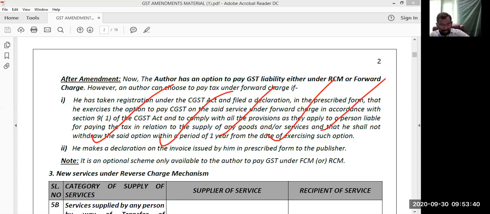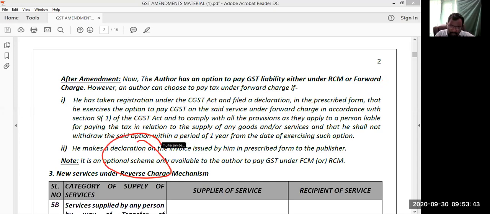Next. And as I said, it is an optional scheme only, available to the author to pay the tax under forward charge mechanism and reverse charge mechanism. Okay now, right. Now moving on.